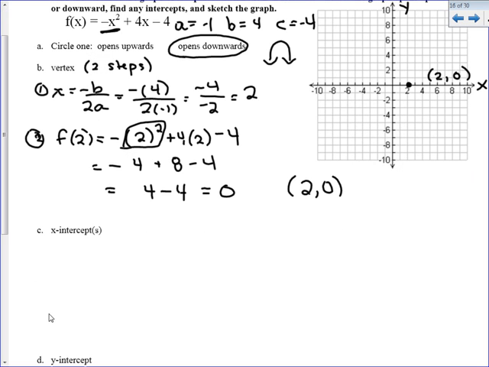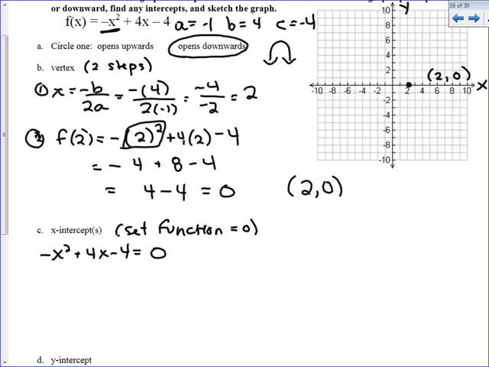To find the x-intercept or x-intercepts, if any exist, you just set the whole function equal to 0. So I'm looking at negative x squared plus 4x minus 4, and I set it equal to 0. And now you have options. This is a solve a quadratic by however you want.